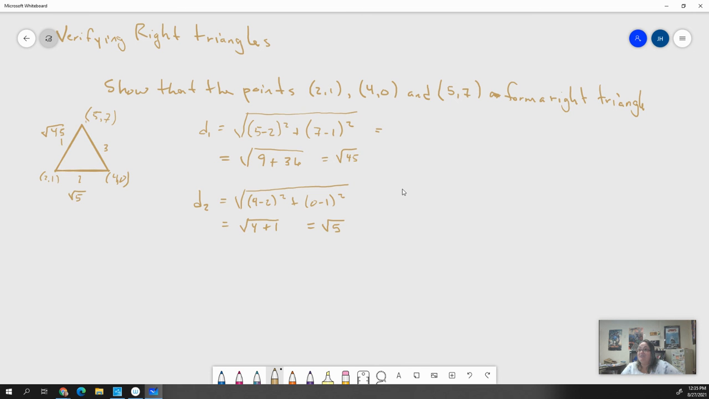So we know this distance, right? So now we've got to find that third distance. We're going to do the same thing. We've got 2 points. I can make this one my x2, y2, this one my x1, y1. And I could go 5 minus 4 squared plus 7 minus 0 squared. And when we solve that, 5 minus 4 is 1, and when we square that, it just becomes 1. Plus 7 minus 0 squared is 49, which gives me the square root of 50.